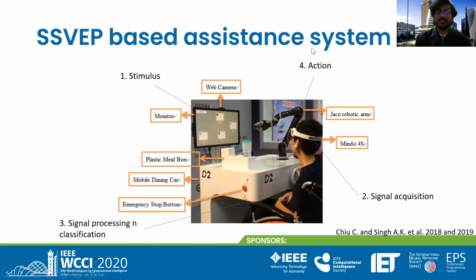So this is the number 4 thing. In this case, it's a robotic arm or certain other interface on the screen for the user.